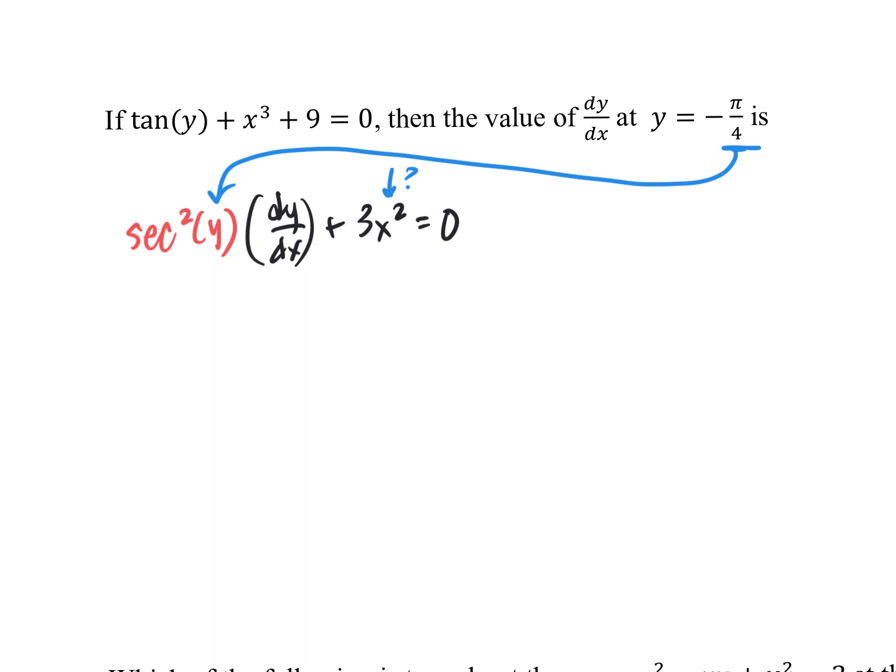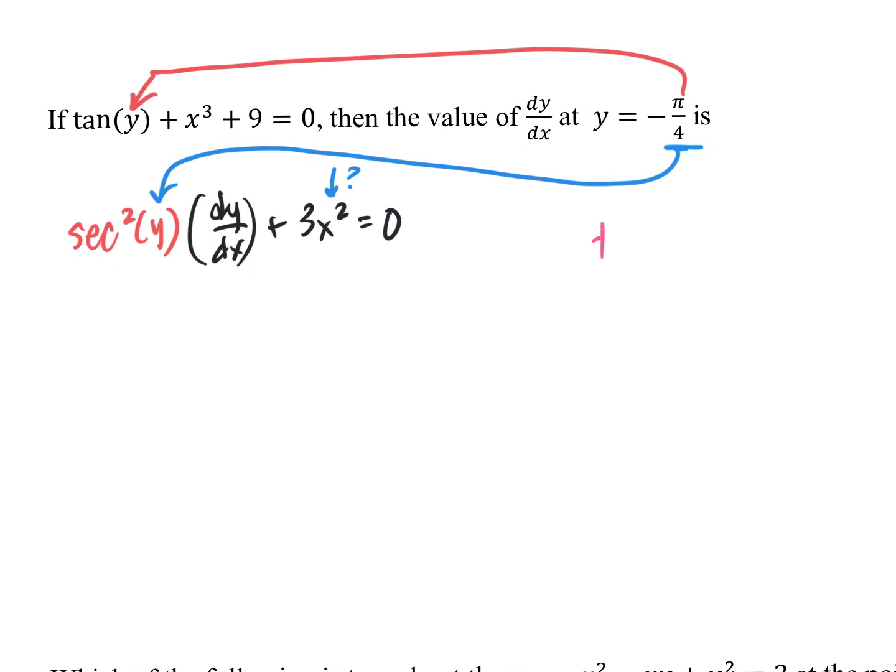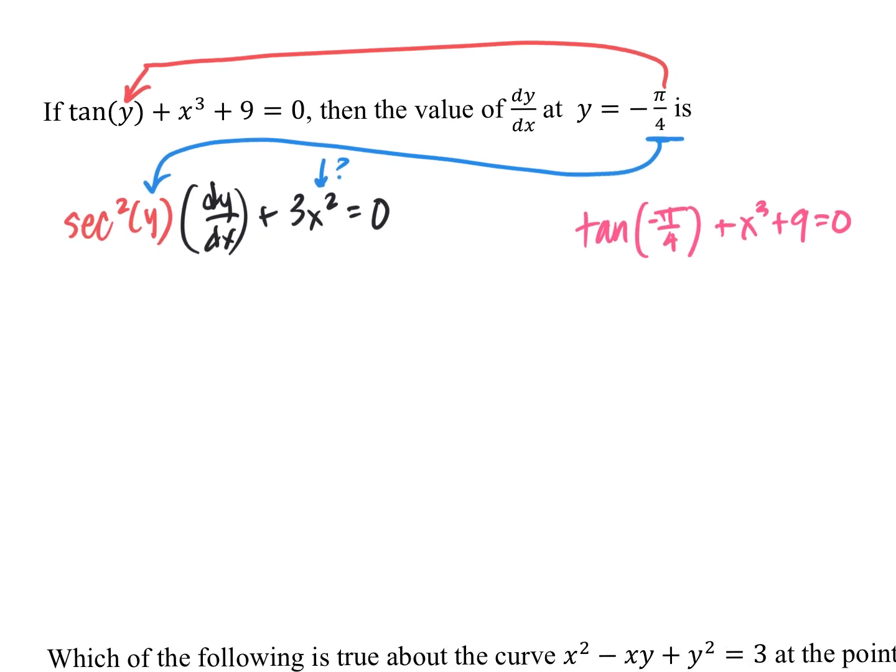So if y is negative pi over 4, I'm going to plug that in off to the side so that I can figure out what my x is. So I'd have the tangent at negative pi over 4 plus x cubed plus 9 equals 0. Okay. Can anyone think unit circle, tangent at negative pi over 4? From the unit circle, we know this value is going to get me a -1 plus x cubed plus 9 equals 0. Let's go solve for that.